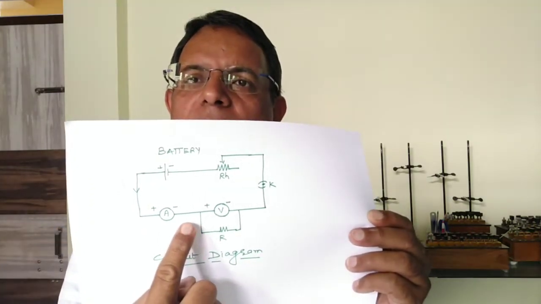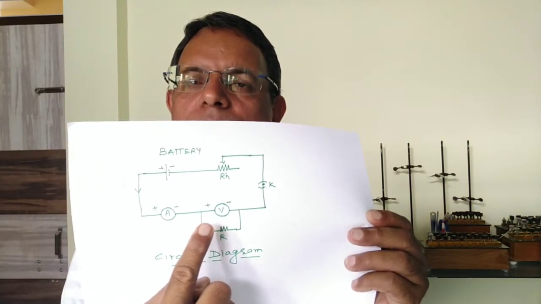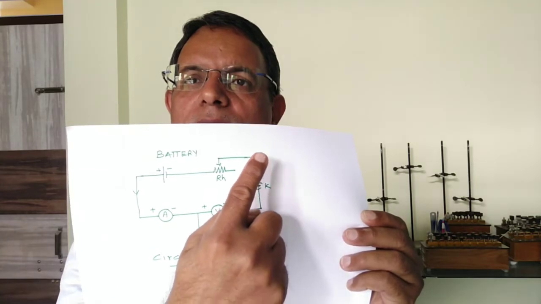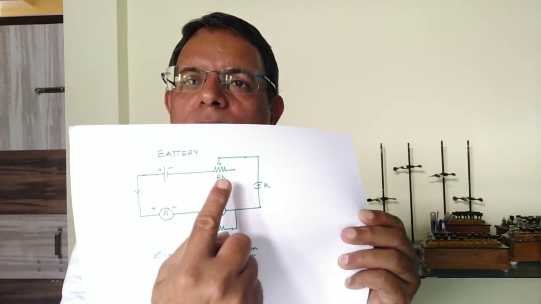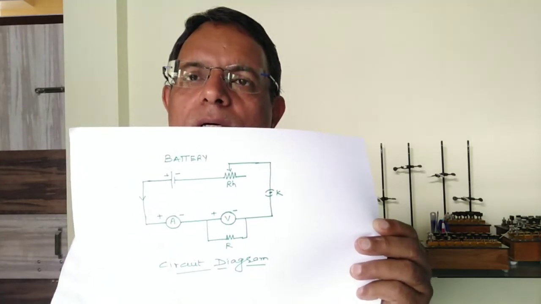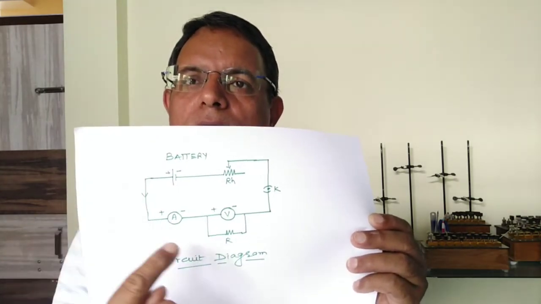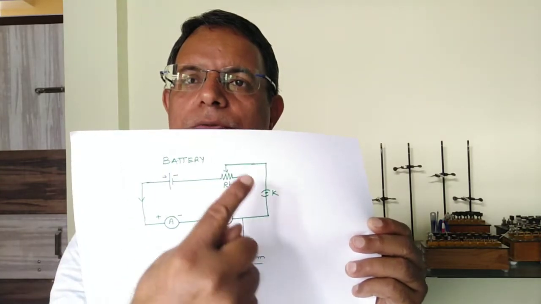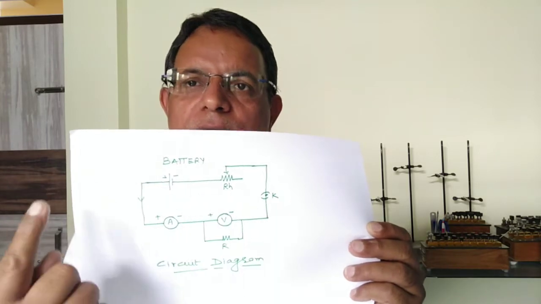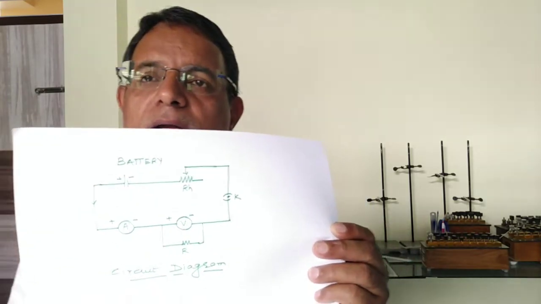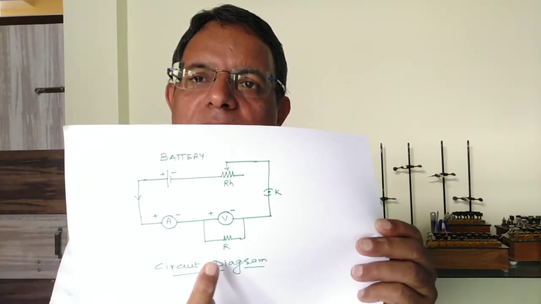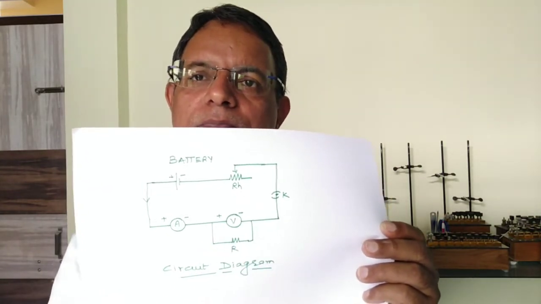The negative of the ammeter I have connected to the positive of the voltmeter, and the negative of the voltmeter I have connected to a key, and the key's other terminal is connected to any one terminal of the rheostat, and the rheostat's other terminal will be connected to the battery negative. All instruments here, the battery, ammeter, voltmeter, key, rheostat, I have used in series. The given resistance wire, whose resistivity we have to determine, we will connect in parallel to the voltmeter.